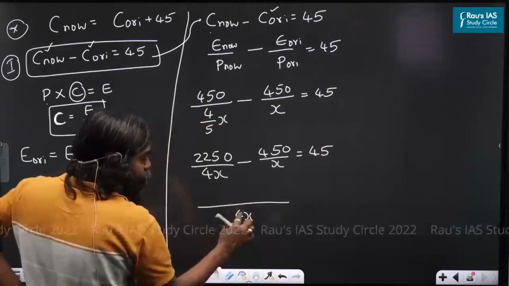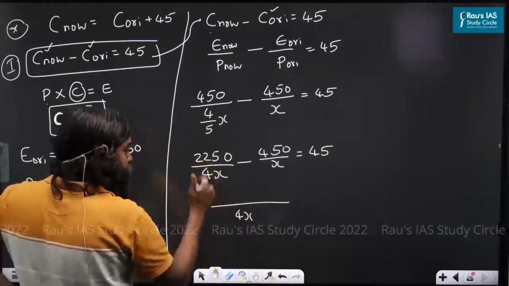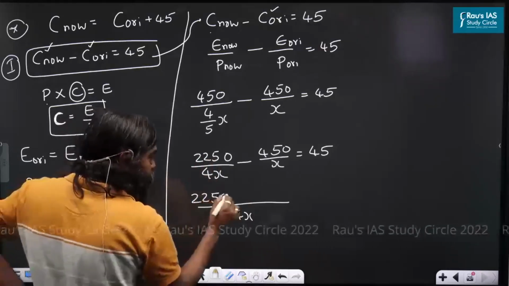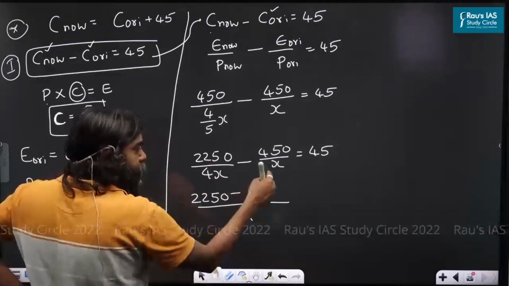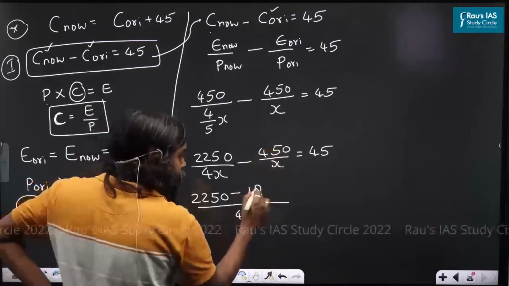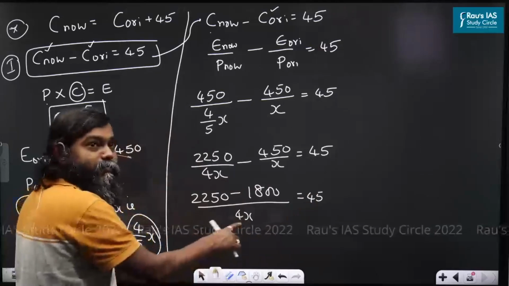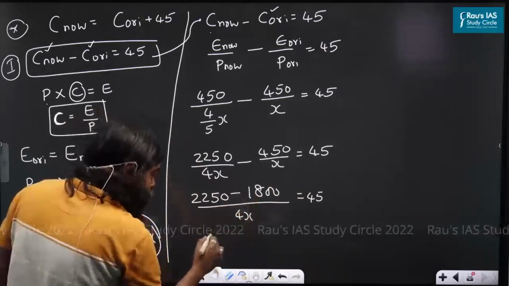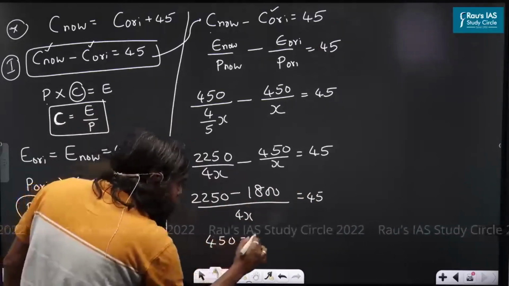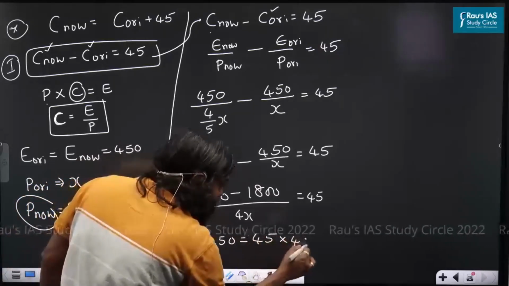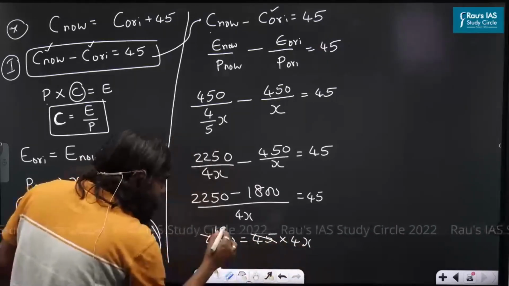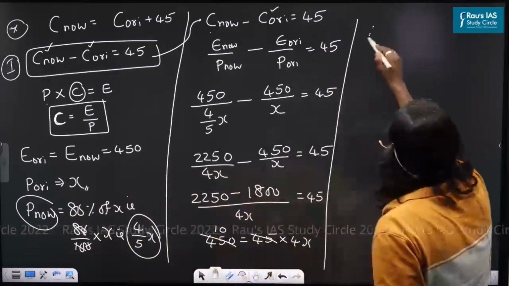4X divided by 4X gives 1, multiply the numerator: 2250. 4X divided by X gives 4, multiply the numerator: 1800. That is equal to 45. Here 45 divided, multiply. Take the difference: 450. That is equal to 45 into 4X. Cancel, 10. 4X equal to 10.